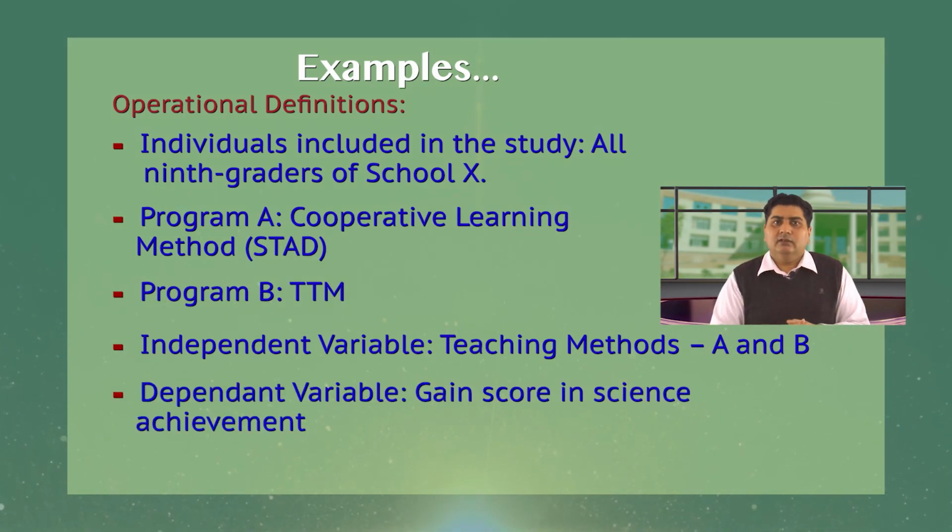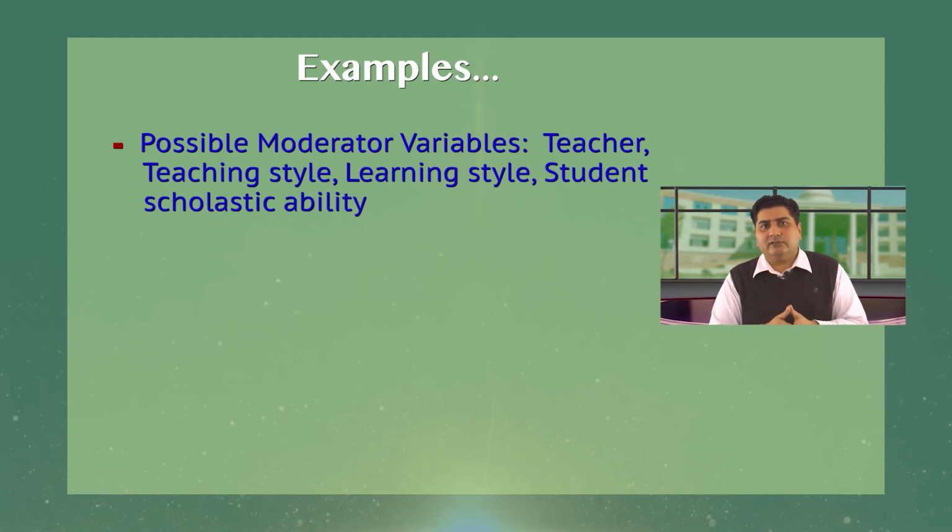Dependent variable of the study is gain score in science achievement. For example, the difference between scores on two forms of a standardized achievement test. One form given prior to the study, the second form given after the study. If I am going to use the same test as pre-test and post-test, then there is no need of two forms. I can say the scores on the same test prior to experimentation and the scores on the same test after experimentation. In the research, possible moderator variables would be teacher, teaching style, learning style, student scholastic ability, etc.